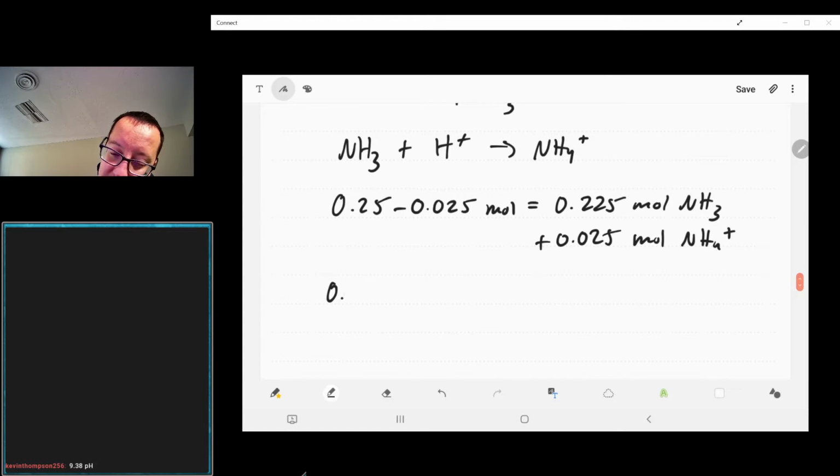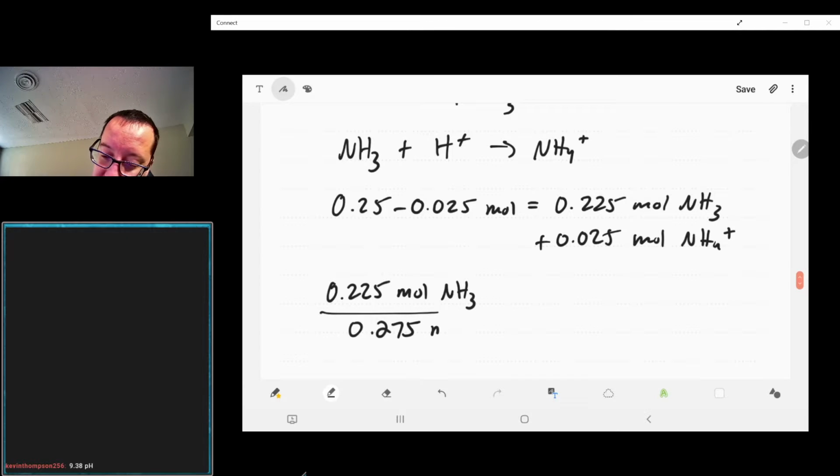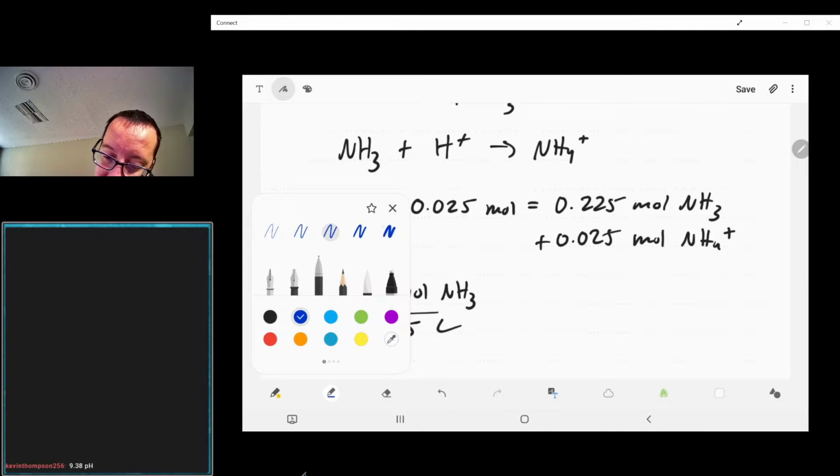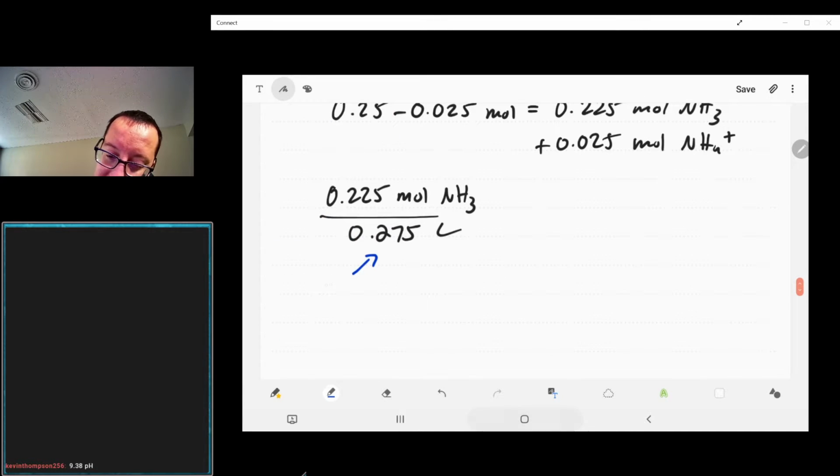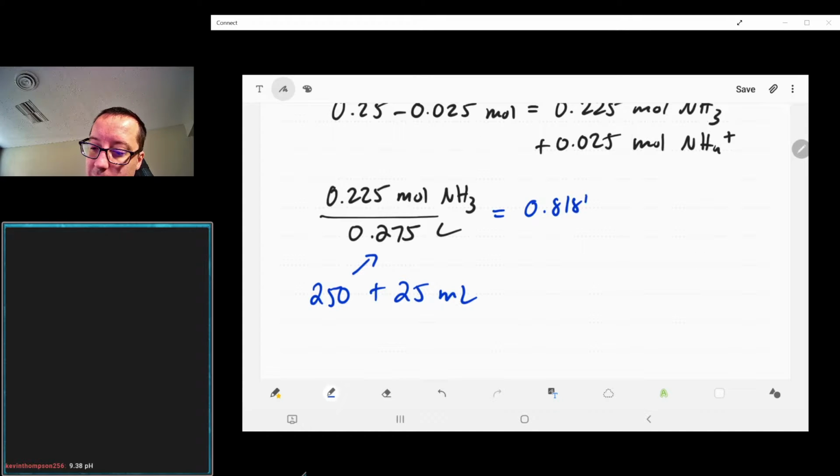So if we have 0.225 moles of ammonia over our total volume, note that this volume is going to be the 250 plus 25 mLs. That's the total volume there. We end up getting 0.225 divided by 0.275, which is 0.81818 molar of ammonia.